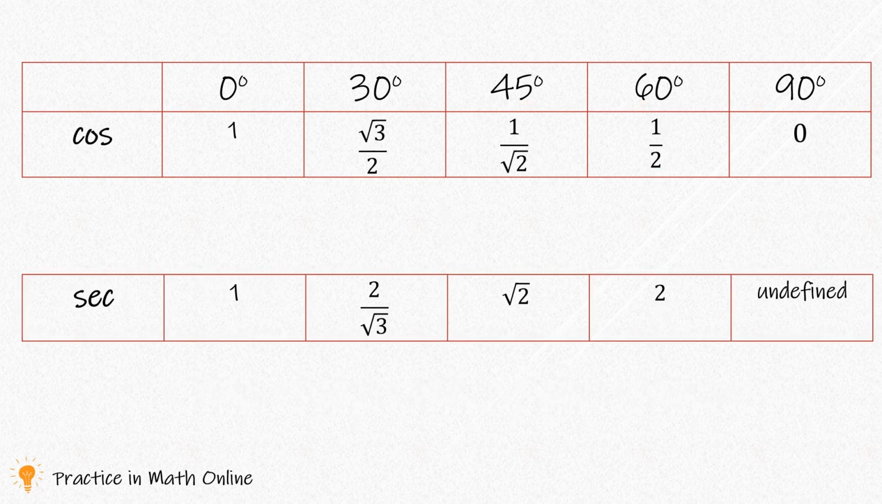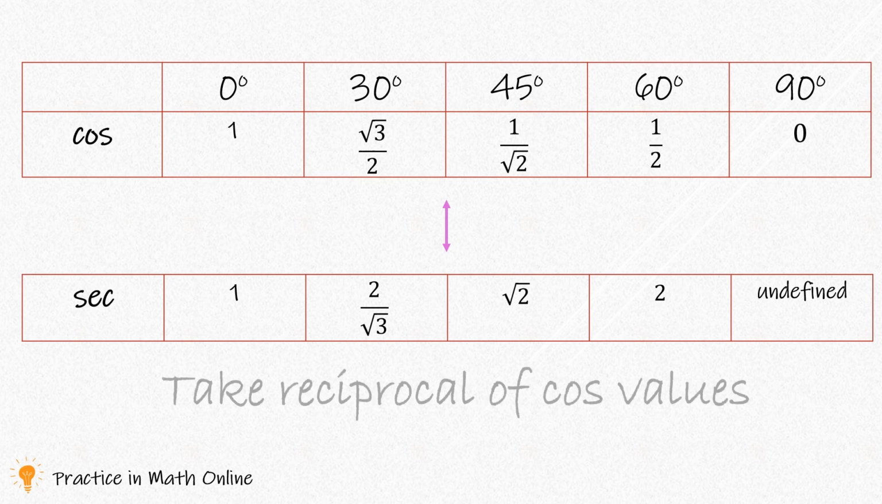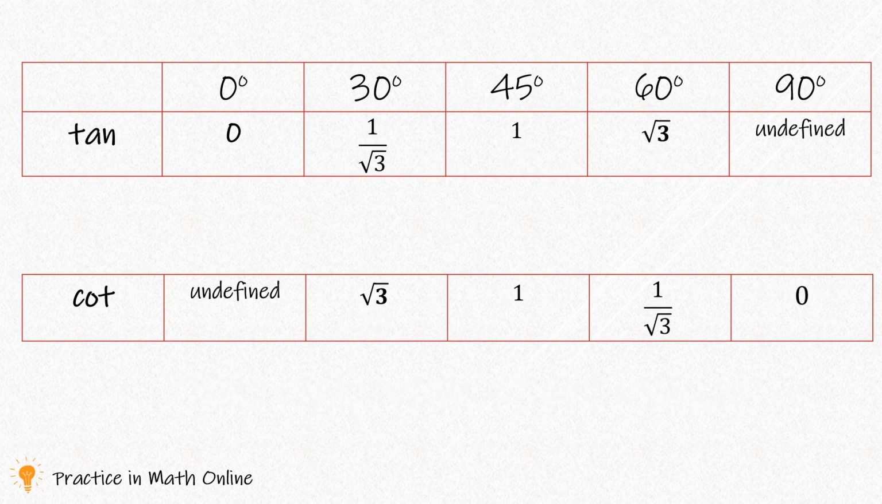Next, we do the same for cos. You just take the reciprocal of cos values, then you will get the sec values. And then we do the same for tangent. So when you have the tangent values that you obtained from dividing sine by cos, on taking the reciprocal, you will get the cot values also.